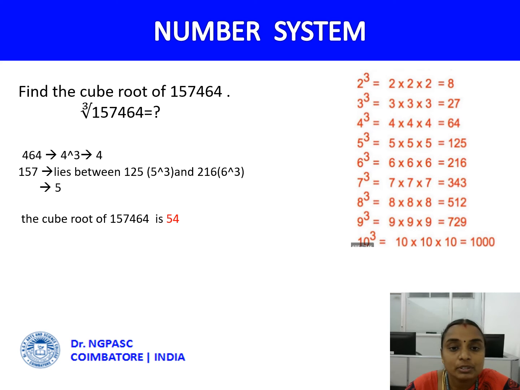The same process is for the next one, that is a 6-digit number also. You have to split it into 3s. First we split 464, then 157. For 464 you get 4 power 3, that is 4. Then 157 lies between 125, that is 5 power 3, and 216, that is 6 power 3. So you have to put 5. So the answer for this is 2054.